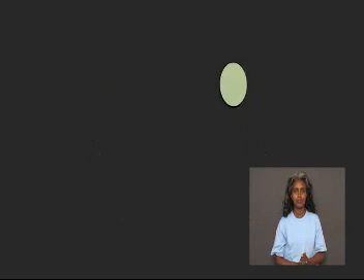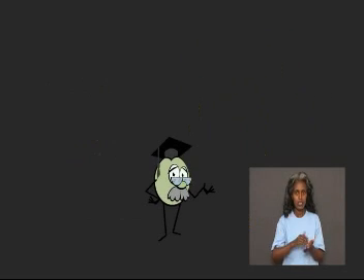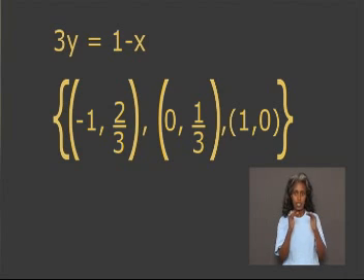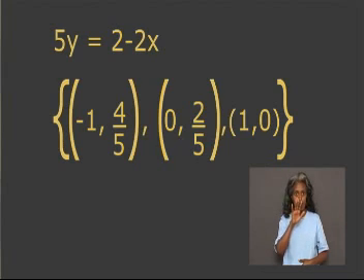Time's up. Let's get back to our lesson. Hello again, students. I hope you recalled how to solve these equations from our last lesson. For the equation 3y equals 1 minus x, the ordered pairs are (-1, 2/3), (0, 1/3), and (1, 0). For the equation 5y equals 2 minus 2x, the ordered pairs are (-1, 4/5), (0, 2/5), and (1, 0).